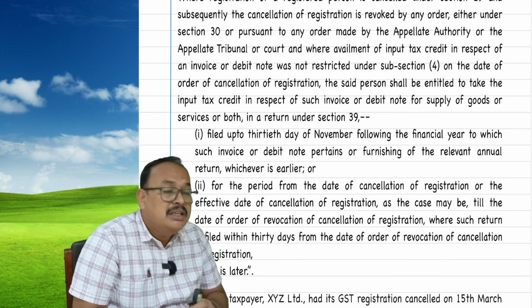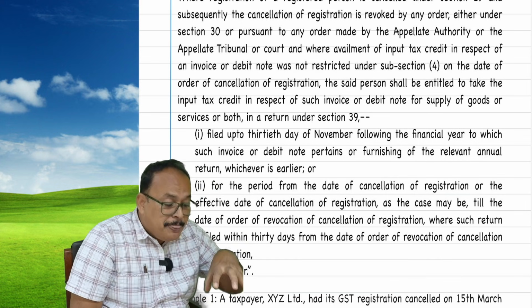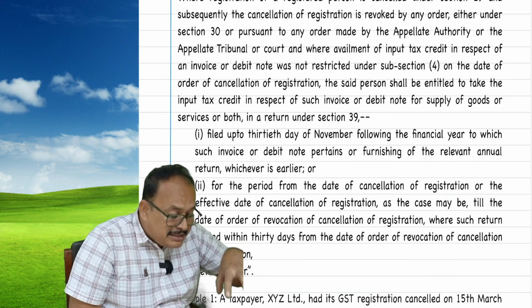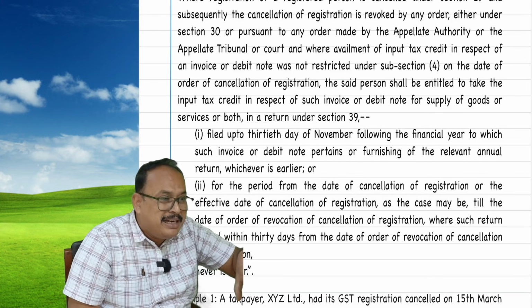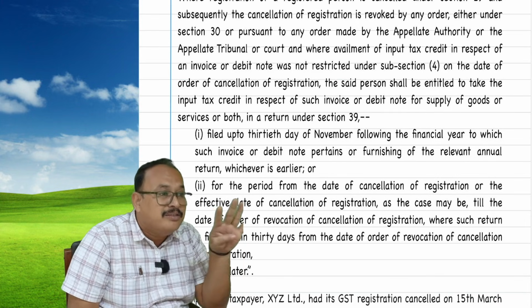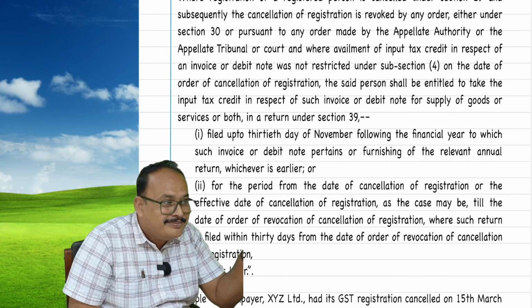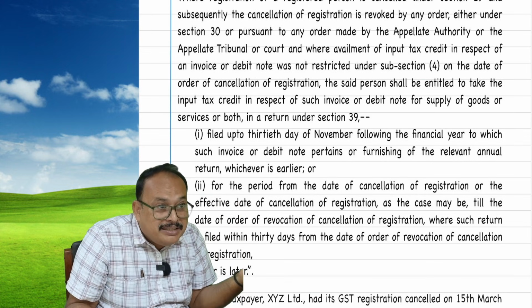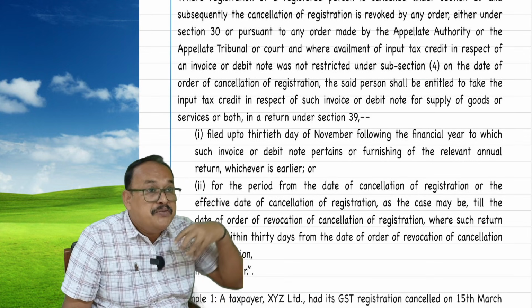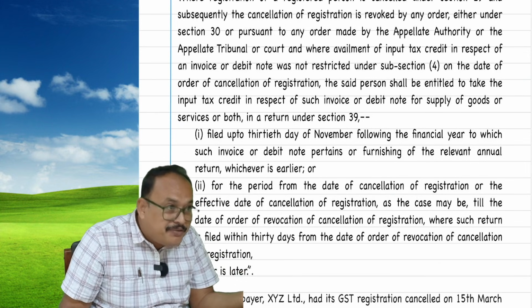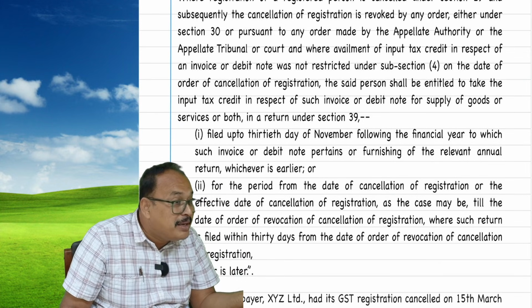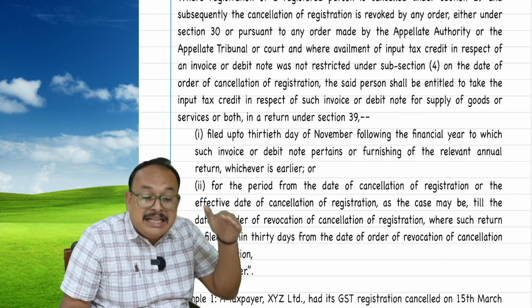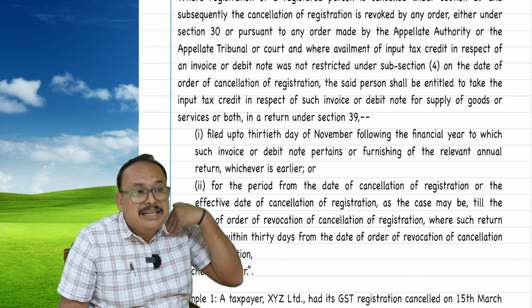That means, for example, in the case of November, December, for the 2 months cancellation period, there are 4 invoices which have not availed the ITC. That can be availed from the date of revocation of cancellation, within 30 days if I am going to file the return.